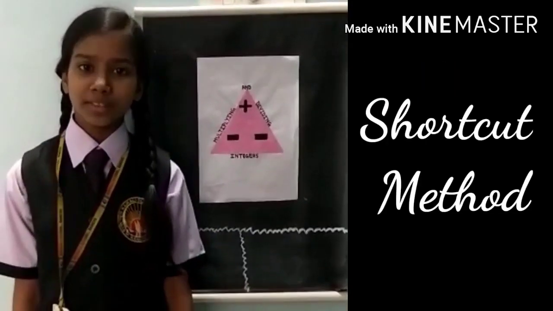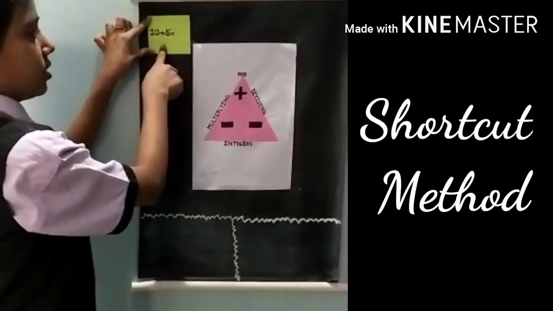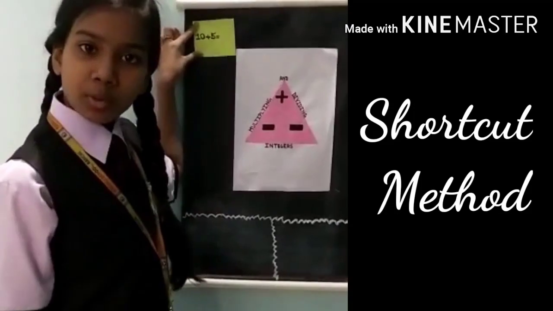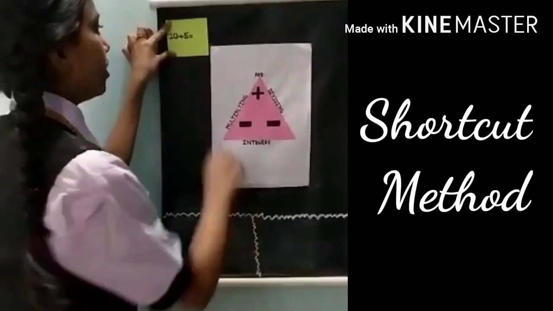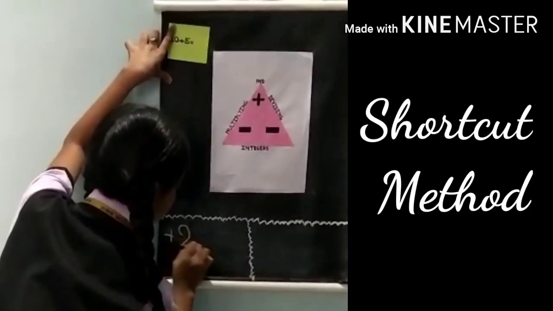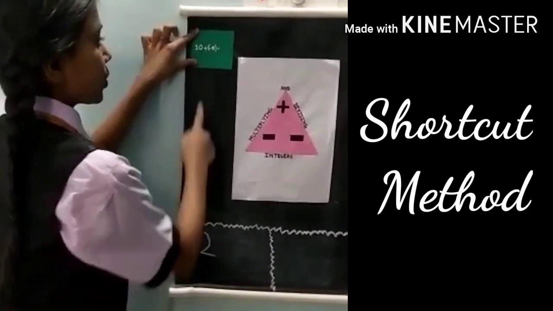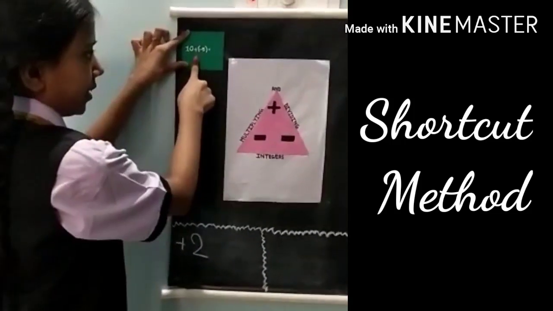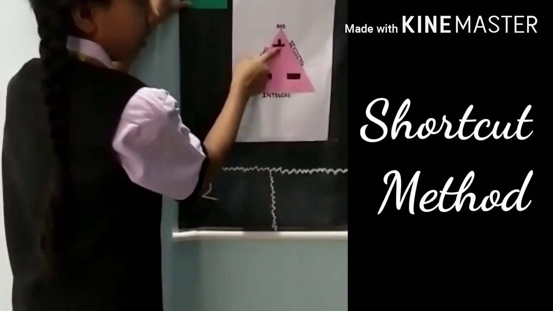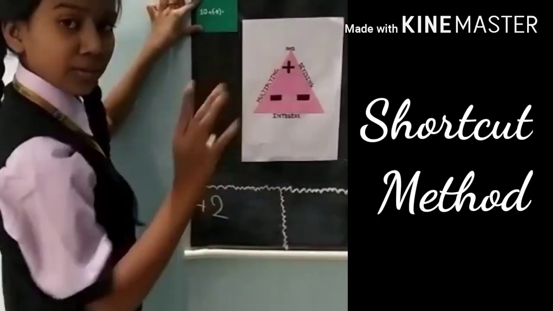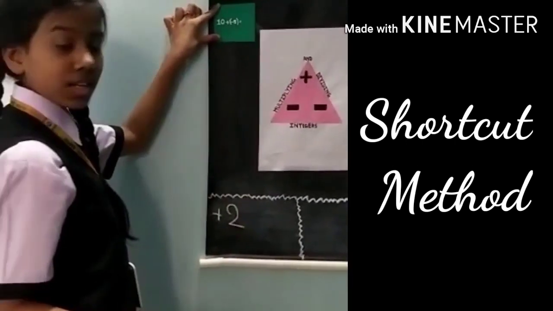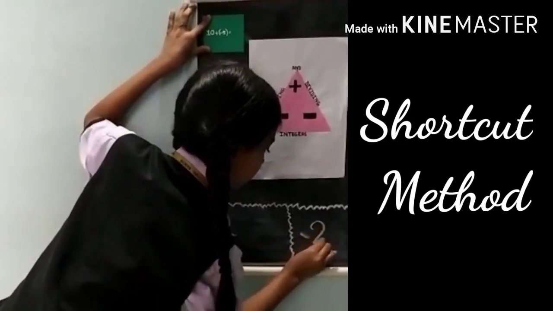The shortcut method. See, in this question, here is written 10 divided by 5. Now we know that both numbers are positive integers. Our answer is what? Yes, plus 2. Now in this question, here is written 10 divided by minus 5. Now we have here 2 signs. One plus sign and one minus sign. We have to hide this. Okay. Now what is left? Only the minus sign. Our answer is minus 2.